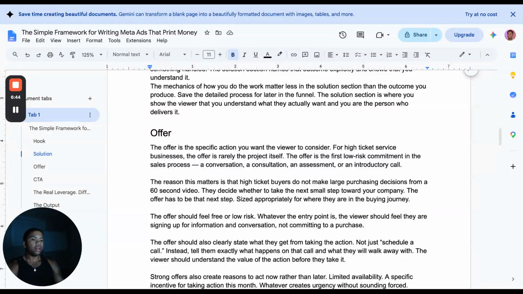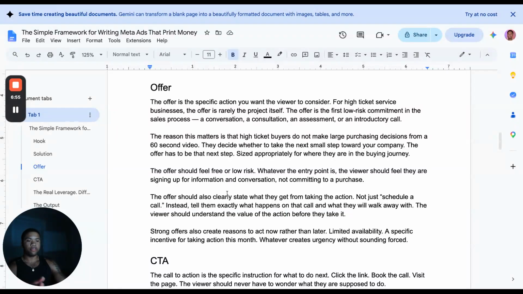And so you have to size your offer appropriately to where they are in their buying journey, and only you would know that. But anyways, the offer should feel free. It should be low risk. Whatever the entry point is, the viewer should feel like they're signing up for some more information, a conversation, not committing to a purchase yet.